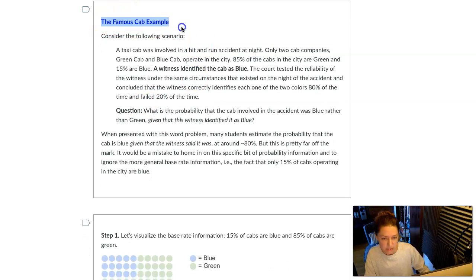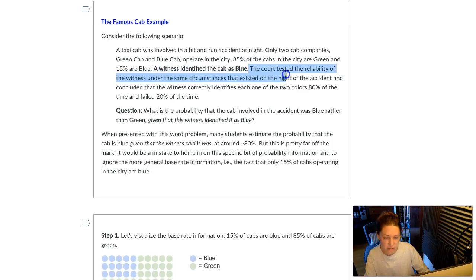Finally, we have the famous cab example. This is another base rate fallacy illustration. So consider the following scenario. A taxi cab was involved in a hit-and-run accident at night. Only 2 cab companies, this was before we had Uber and Lyft apparently, only 2 cab companies, Green Cab and Blue Cab, operate in the city. 85% of the cabs in the city are green. 15% are blue. A witness identified the cab as blue.